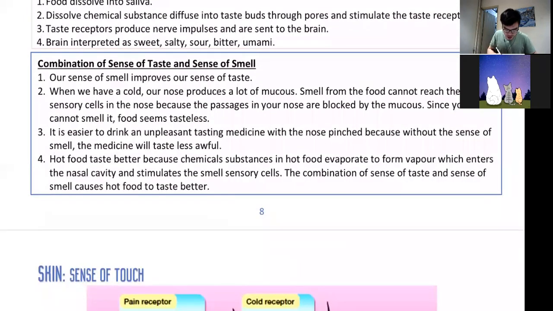You can use this knowledge. How do you eat a very unpleasant tasting medicine? Let's say you are drinking those Chinese herb medicines. You can pinch your nose, because without a sense of smell, the medicine will taste less awful. Still awful, still freaking awful, but hey, it makes it better.